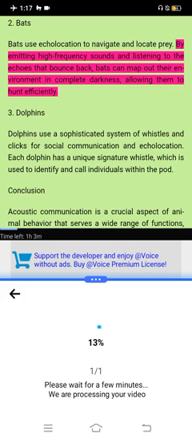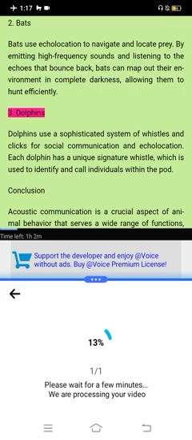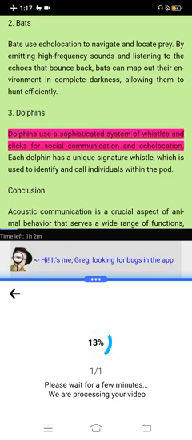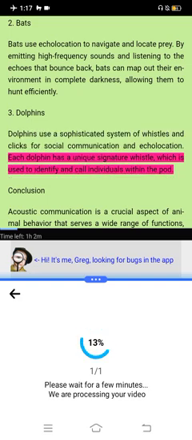By emitting high-frequency sounds and listening to the echoes that bounce back, bats can map out their environment in complete darkness, allowing them to hunt efficiently. 3. Dolphins. Dolphins use a sophisticated system of whistles and clicks for social communication and echolocation. Each dolphin has a unique signature whistle, which is used to identify and call individuals within the pod.